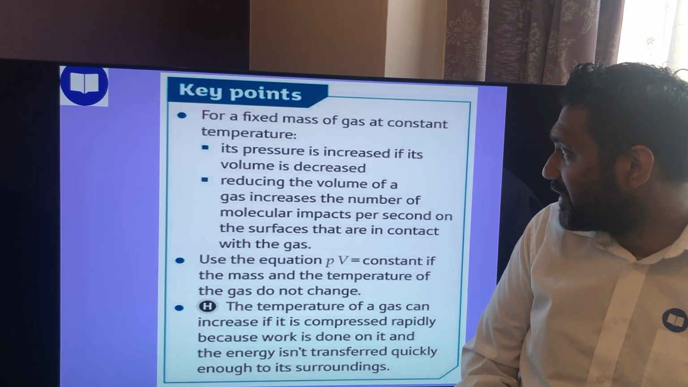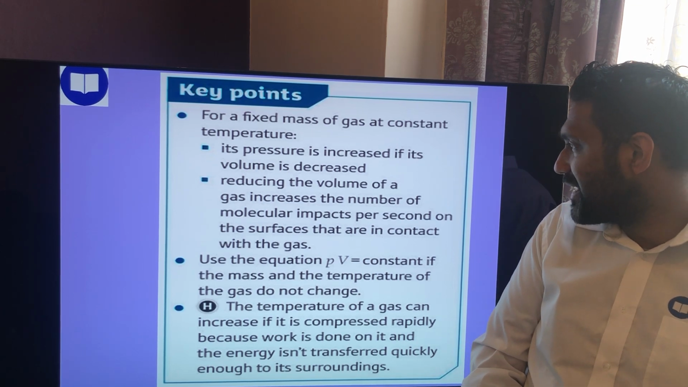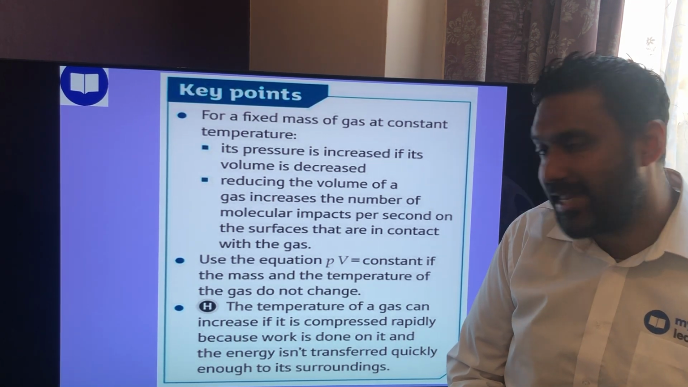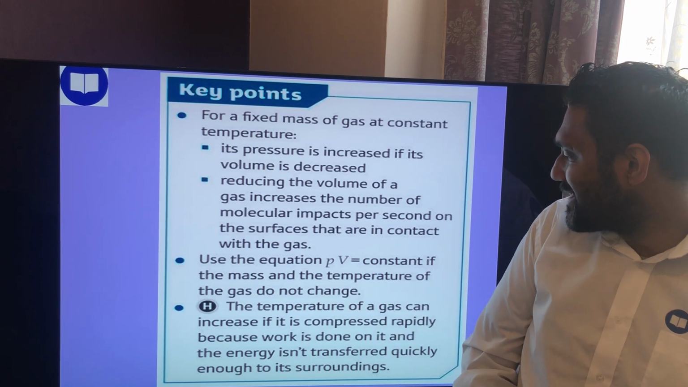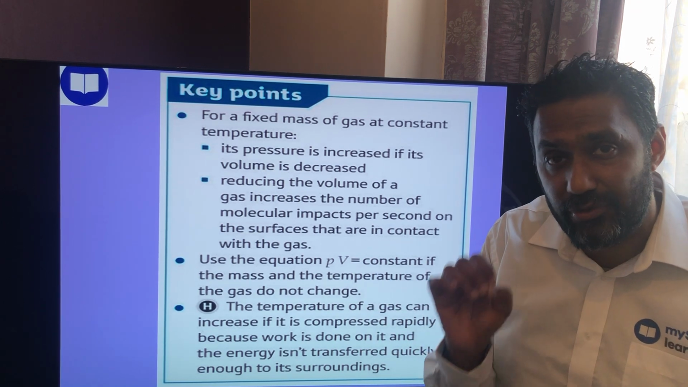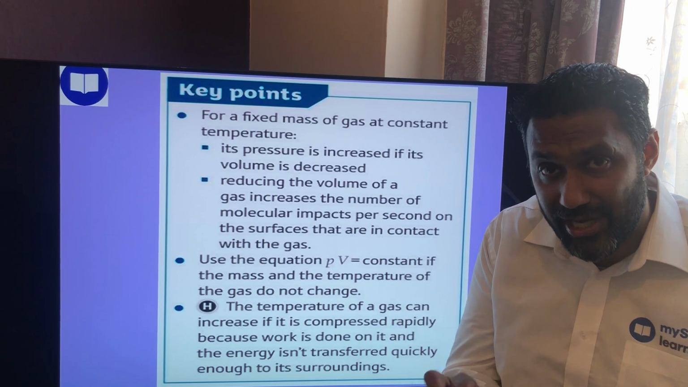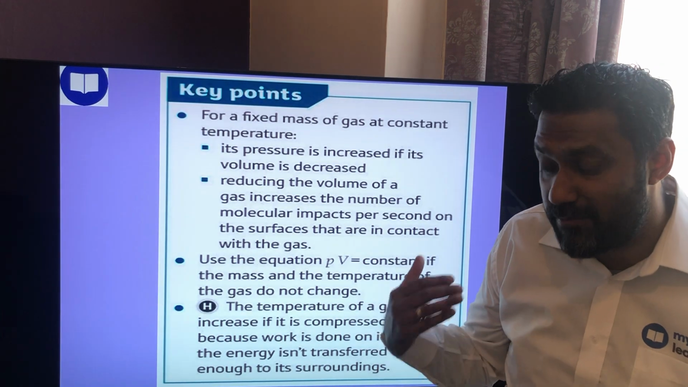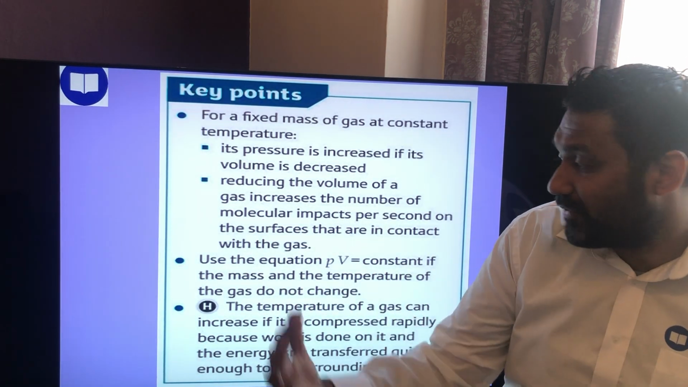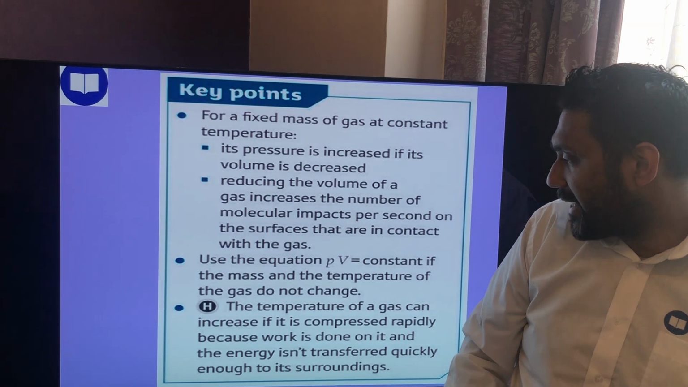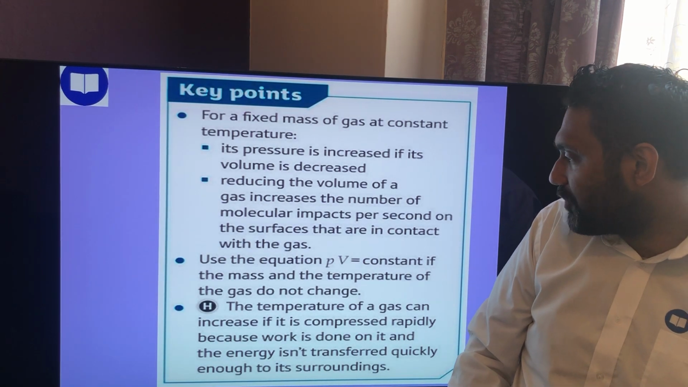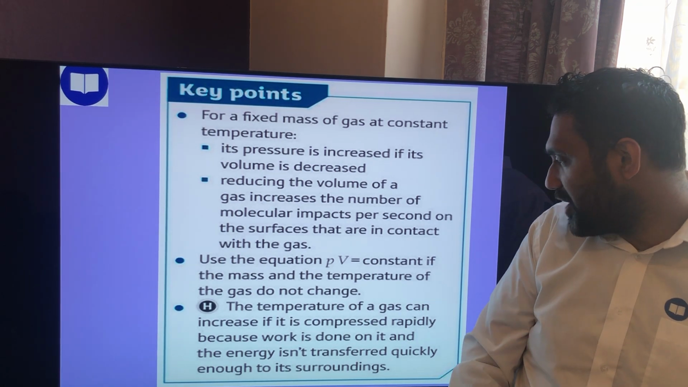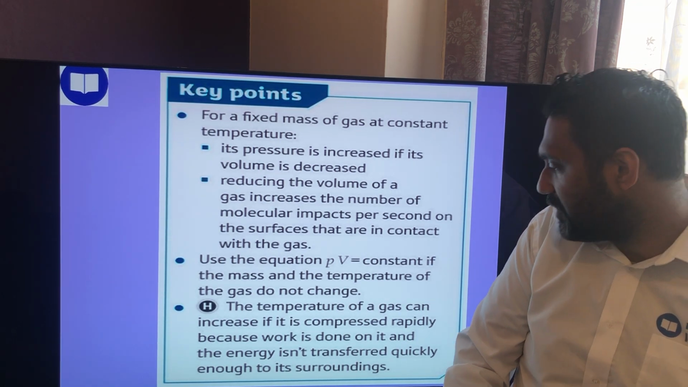And reducing the volume of a gas increases the number of molecular impacts per second on the surface that are in contact with the gas. And the equation is PV equals the gas constant if the mass and the temperature of the gas do not change. Remember, they have to have the same number of particles, so the mass can't change and the temperature can't change, because by giving an increase in temperature, you're giving more internal energy, therefore they're going to be moving around faster, they hit faster. And in the higher paper, the temperature of a gas can increase if it is compressed rapidly because work is done on it and its energy isn't transferred quickly enough to its surroundings.